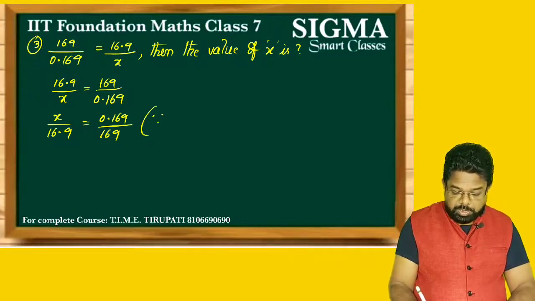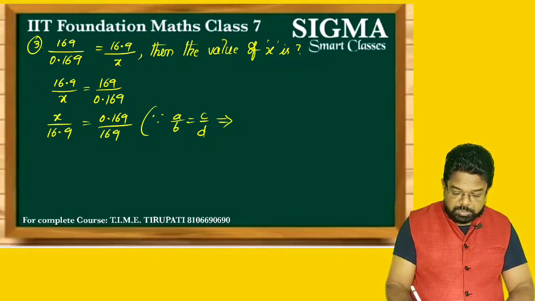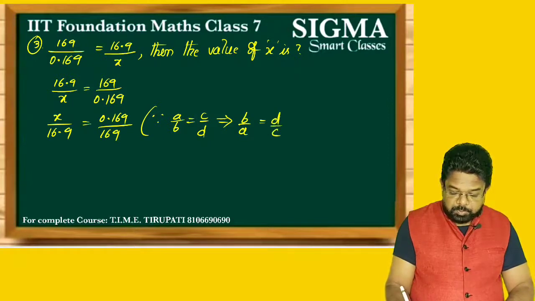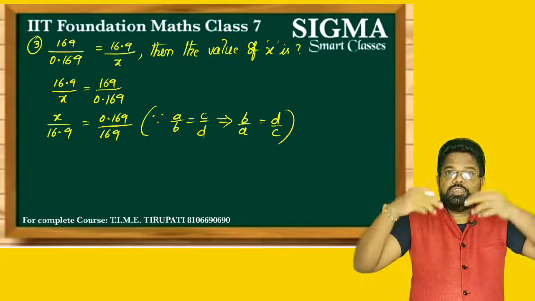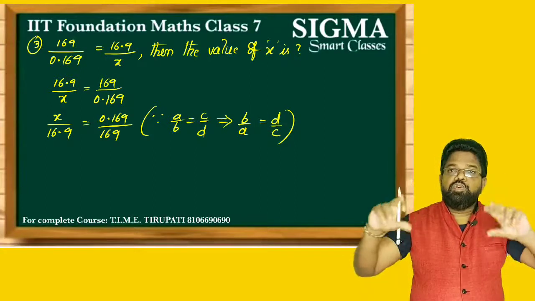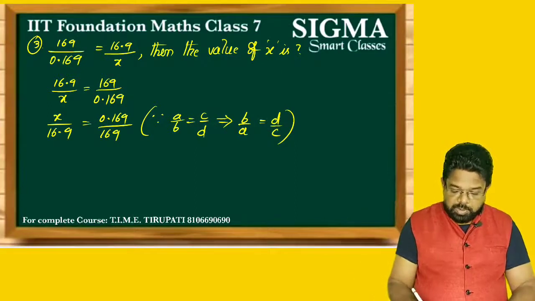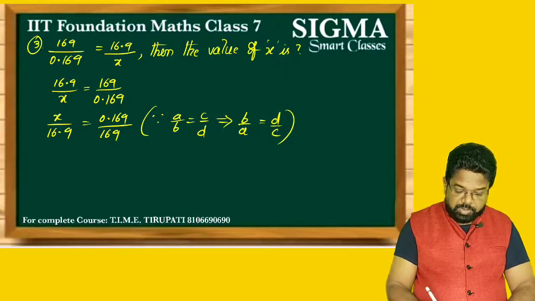So what is the rule? A by b is equal to c by d can also be written, taking the inverse, as b by a is equal to d by c. This is the rule. So take the inverse on both sides. Similar way here you have to write it.